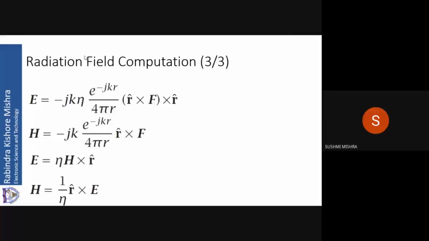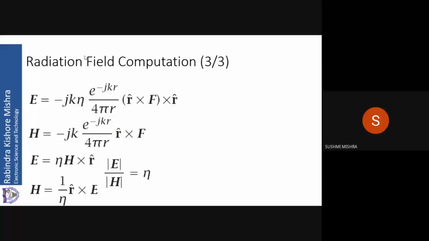Right? Or we can also say H is equal to 1 upon eta r cap cross E. You know what is eta? Intrinsic impedance of the free space, or the wave impedance of the free space, is called eta. Its value is 120 pi, or approximately 377 ohms. Now you can see E is equal to eta into H or something, right?